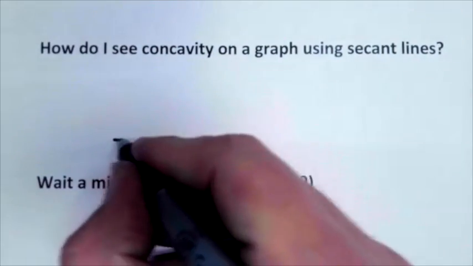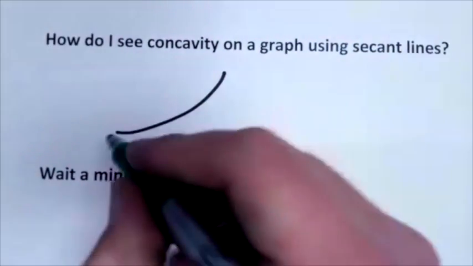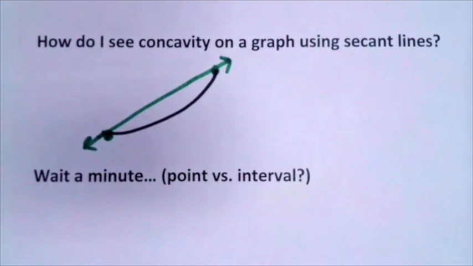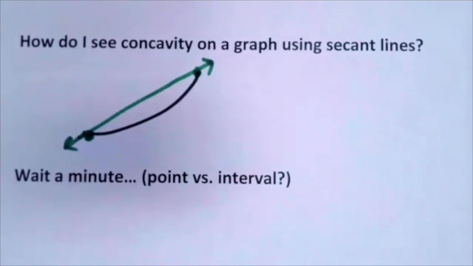So if I look at a curve here and I draw a secant line, remember a secant line connects 2 points. If the curve is below its secant line, then the curve is concave up, which is the opposite of the relationship for tangent lines, which can be confusing if we're not careful.